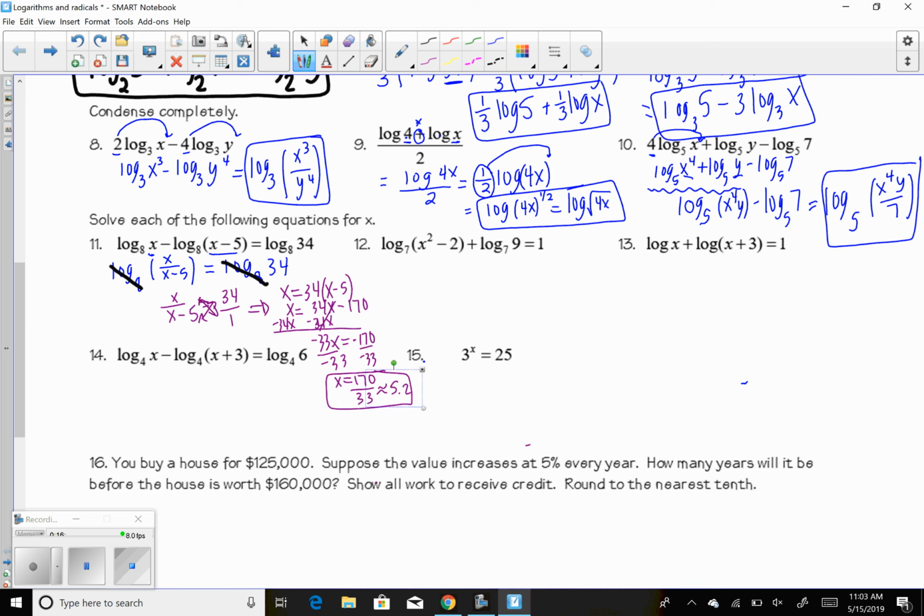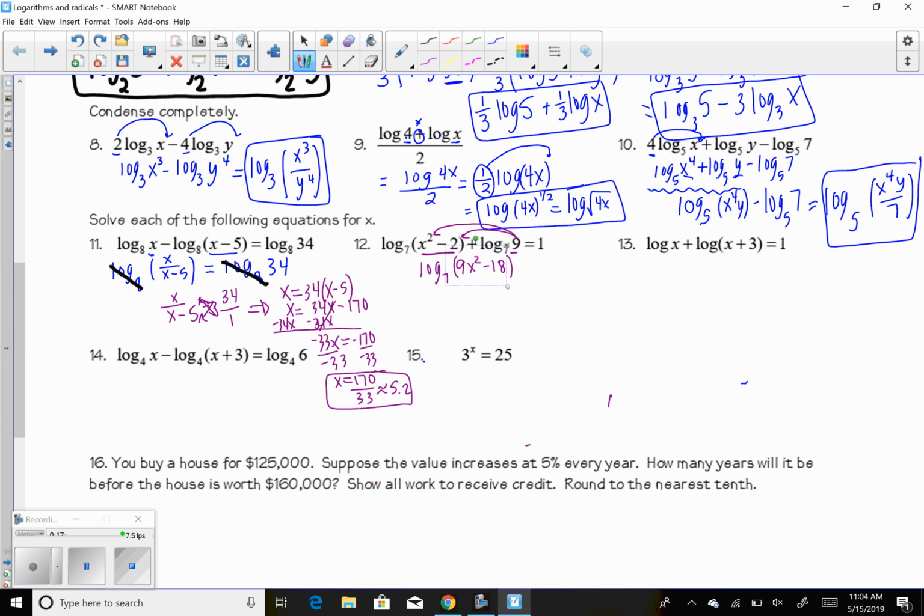Okay. All right, so number 12, hopefully you noticed there's 2 logs on one side. So we need to condense again. What ends up happening here is I'm multiplying the 9 and the x squared minus 2. So that's going to give me log base 7. So these multiply, right? And I would end up distributing. 9 times x squared is 9x squared, and 9 times negative 2 is negative 18.